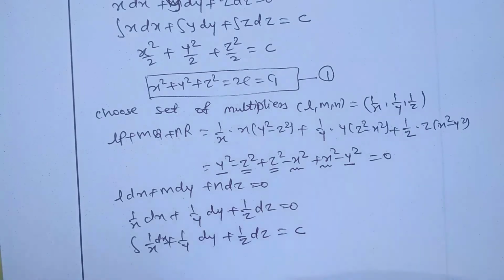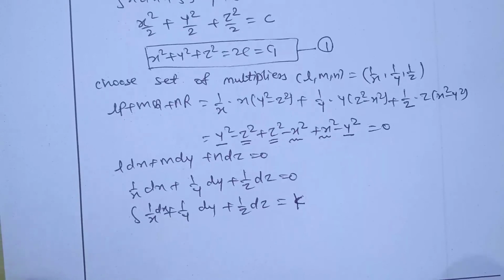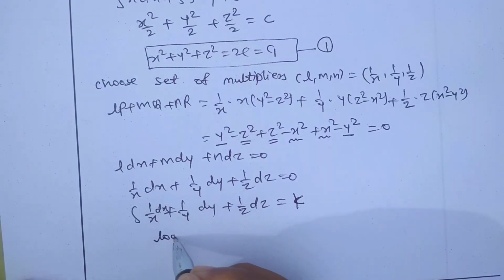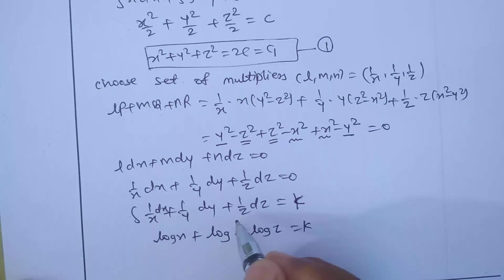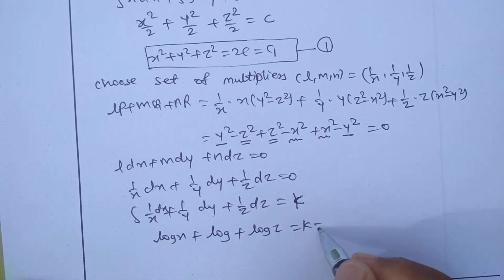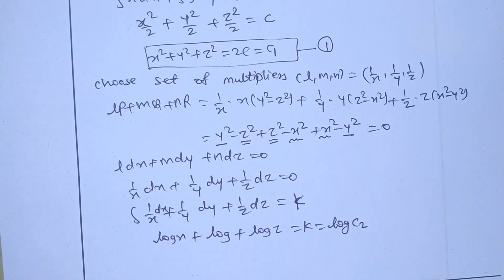Integrating, integration of 1 upon x dx plus 1 upon y dy plus 1 upon z dz is equals to some constant c, or we can use another notation here k, some constant k. Integration of 1 upon x is log x, integration of 1 upon y is log y, plus integration of 1 upon z is log z is equals to k. And since all the terms on the left hand side are in terms of log, I am going to use here k is equals to log of c2.